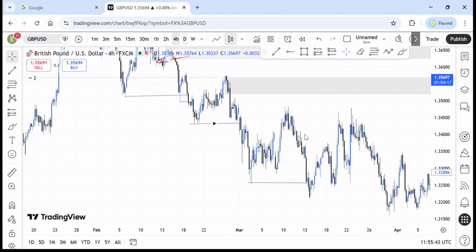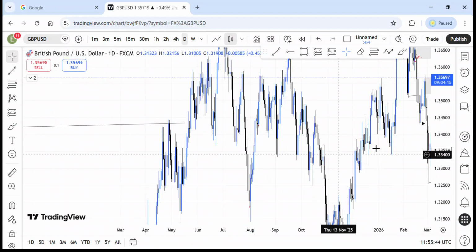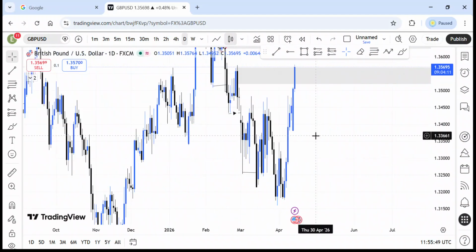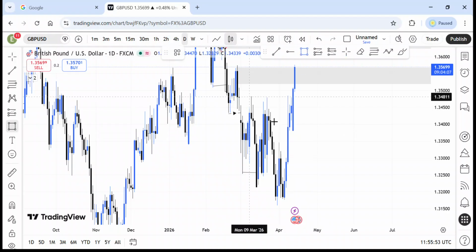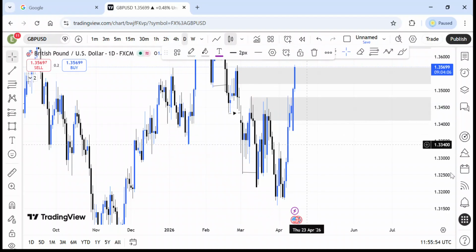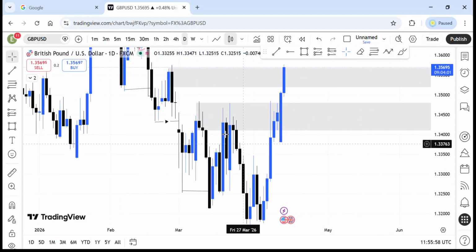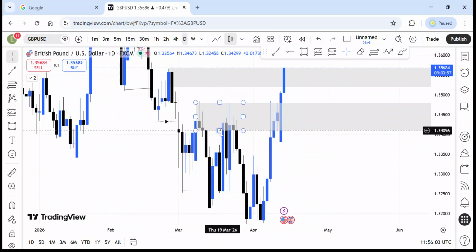Let's check 1 day so that we can see a valid order block. As you can see on this 4 hours time frame, we have this valid order block here. This is what I'm saying. If you don't know how to mark order block, you need to check the video.